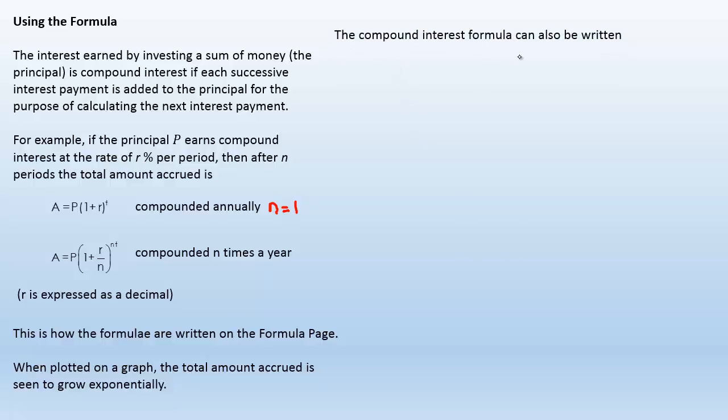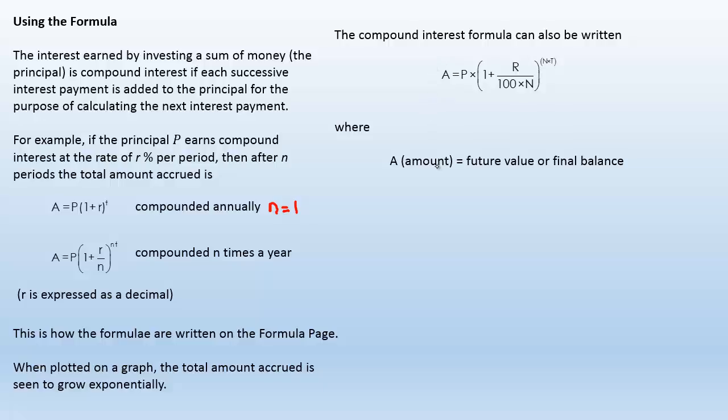The compound interest formula can also be written like this. Now if you use it like this, you put the R in as a percentage, and note that you've got the R over 100 here, which converts it to the decimal. A is the future value or final balance of the account. So A is a total amount here.